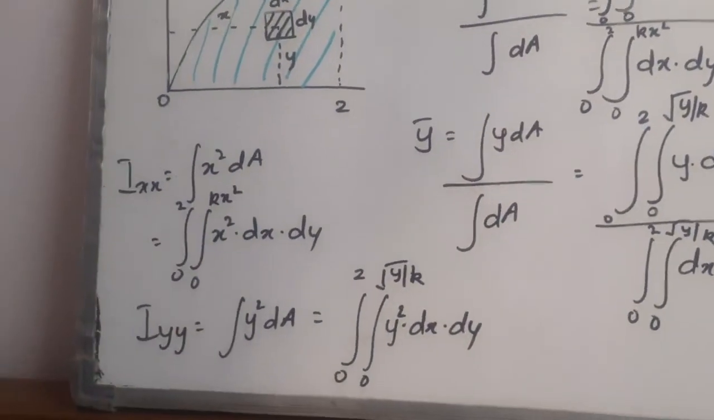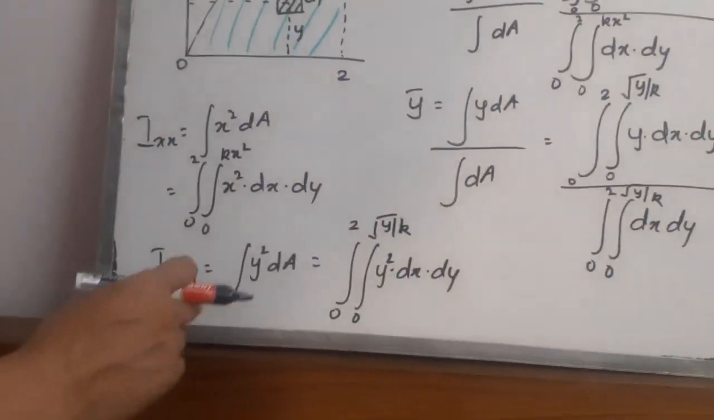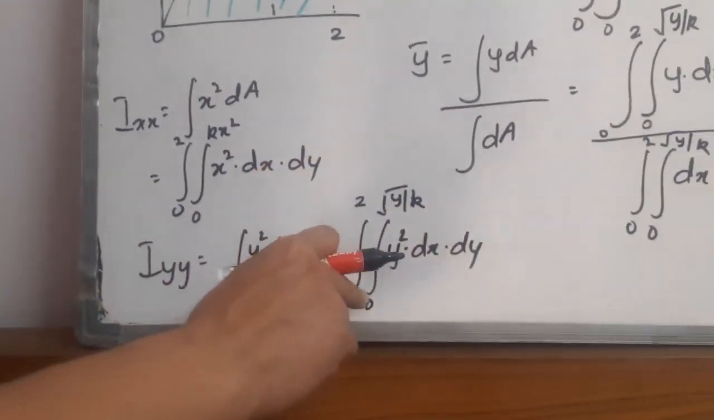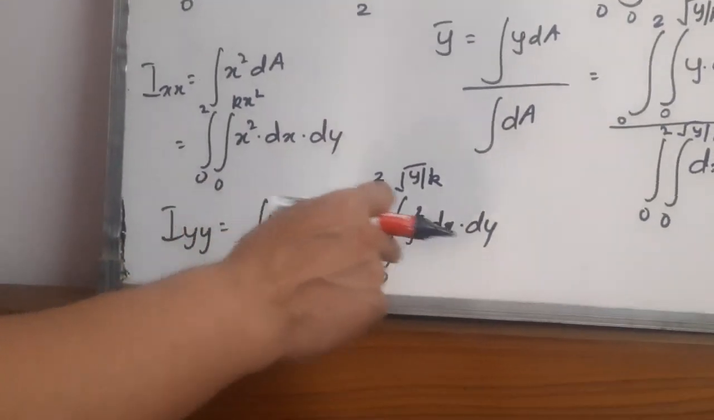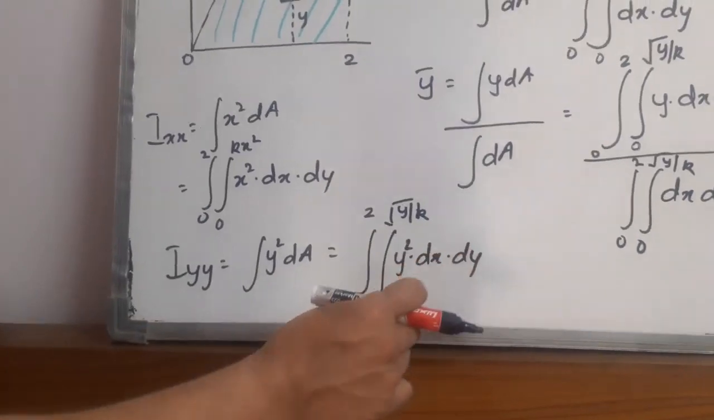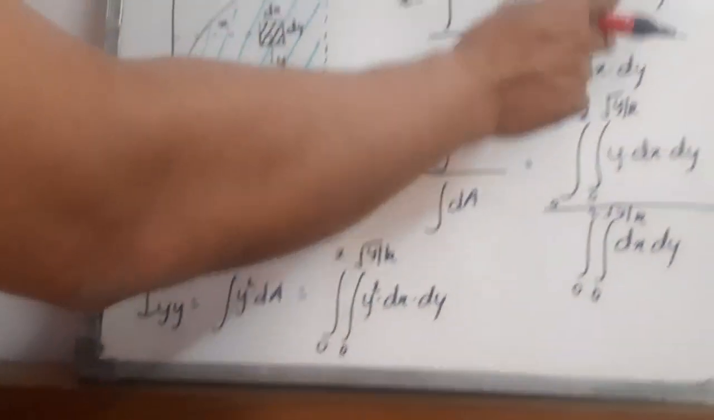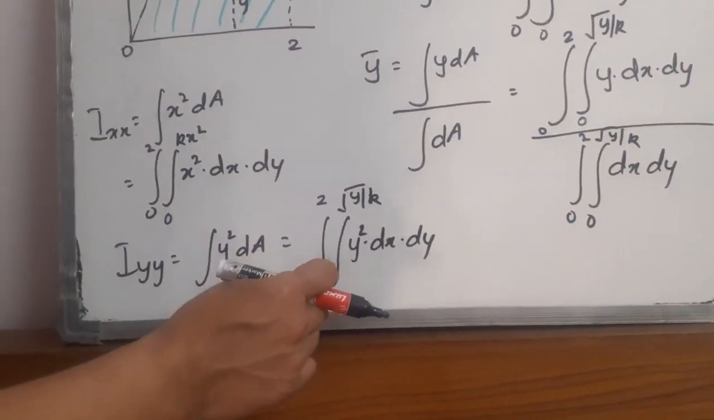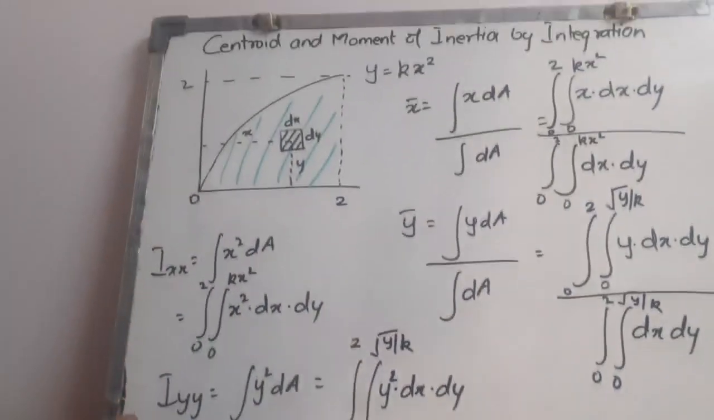Similarly, if you need to find out Iyy, this is integral y square dA. So again, if it is y square dA, you need to integrate dx first. So for dx, x varies from 0 to under root y by k as we have previously seen here, and y varies from 0 to 2, that we can easily find.